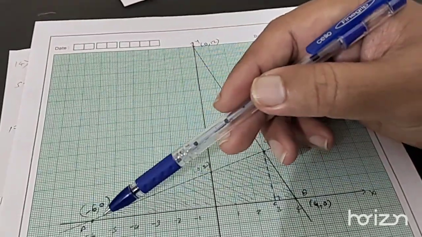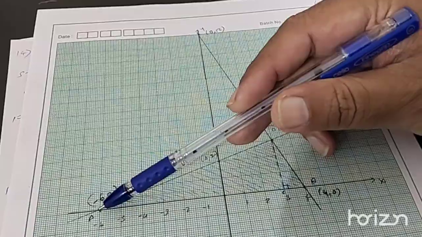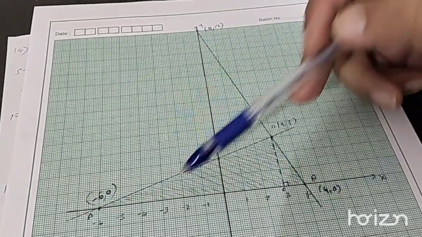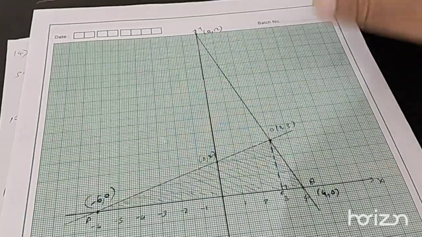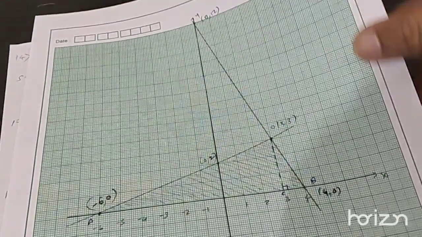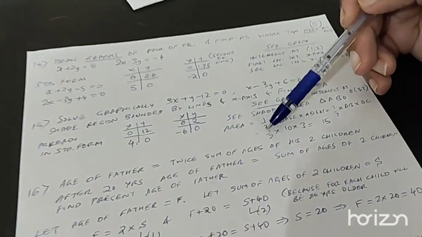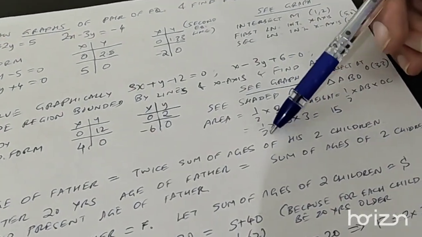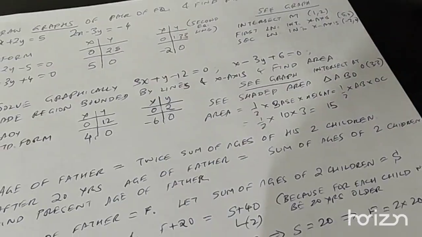What is the length of the base? Base is your AB. What is the length? Here it is minus 6 and here it is 4 units. So total it is 10 units. So this is 10 units and this is 3 units. So area is half base into height, which is half into 10 into 3. 2 cancels 10, you get 5, 5 3 is 15.